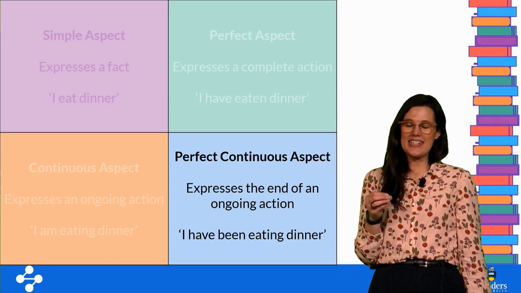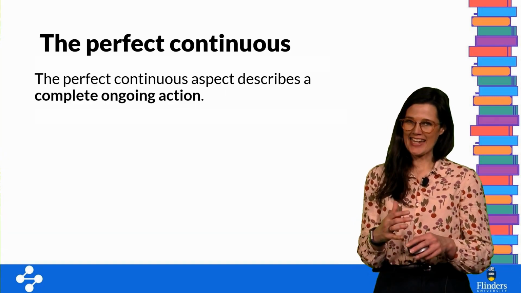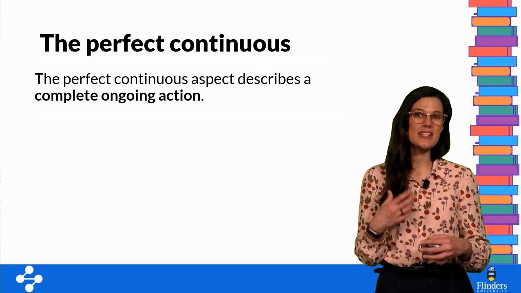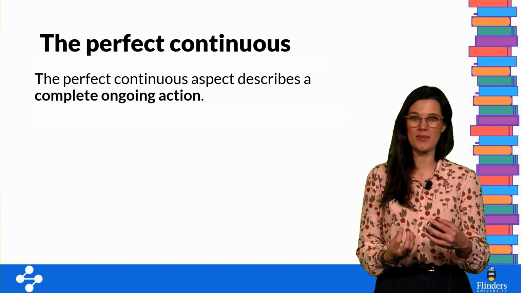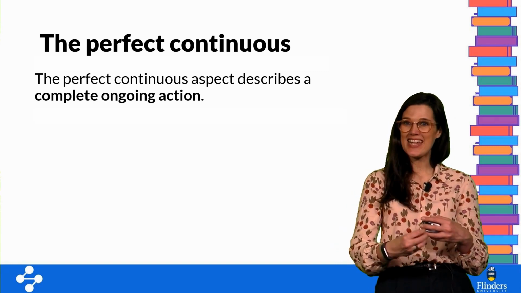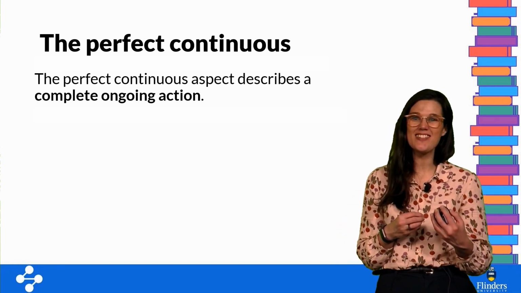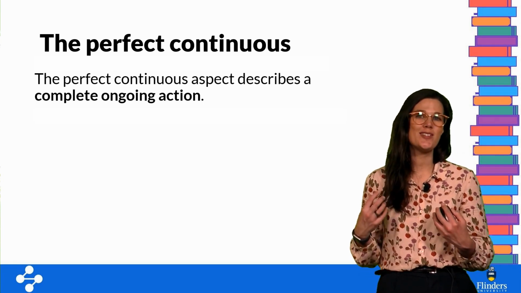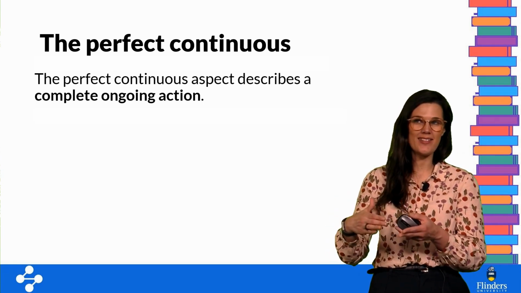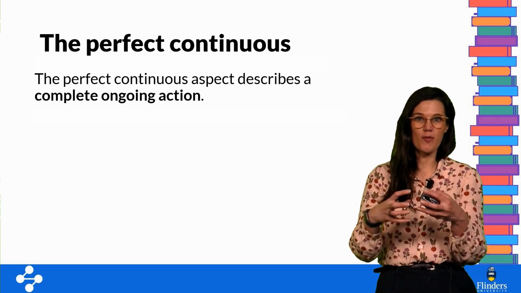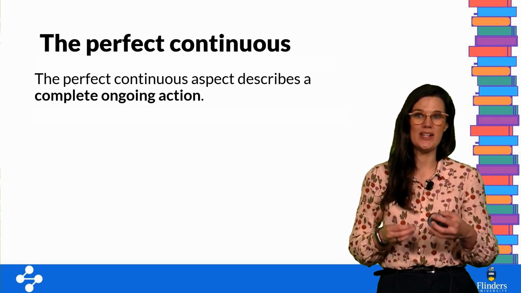So let's talk about this in more depth. Okay, so as I said, the perfect continuous is tricky, and that's because it is bringing together those two elements: the perfect, which suggests that an action is complete, and the continuous, which tells us that action is ongoing. So we use it to describe a completed event that has been ongoing, or an ongoing event that took place over a very specific point in time.